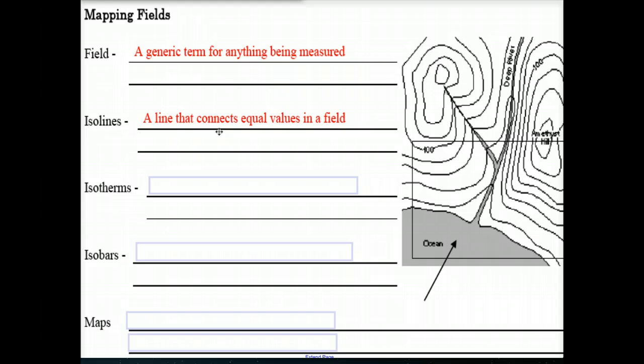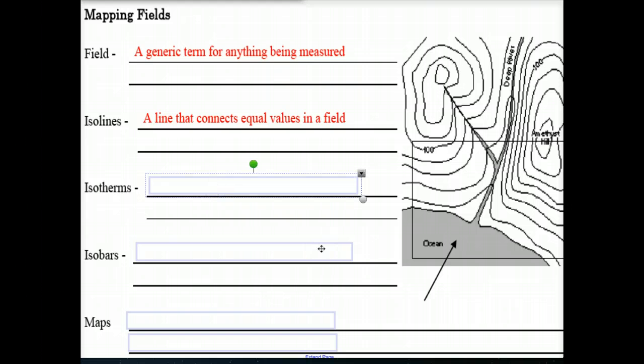So wherever you are on this line, you can see right here it says 100. Anywhere along that line, it's 100. 100 what? Well, in this case, we're looking at elevation, so it's probably 100 feet. It might be 100 meters above the ocean. So that tells you its elevation. And any place along that line is the same value.